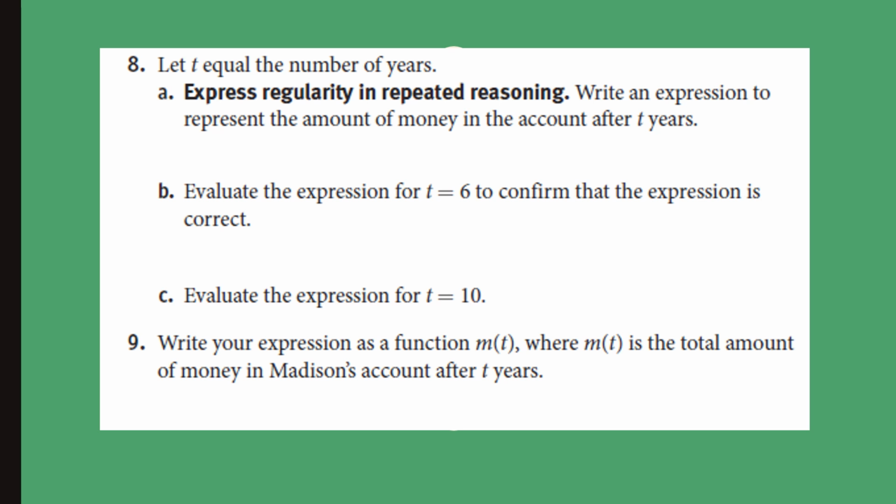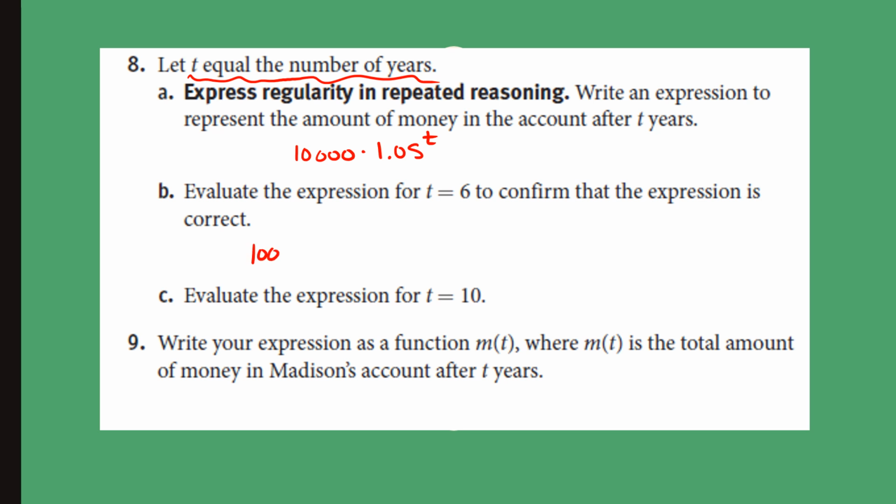Let's see, we're supposed to let t equal the number of years now, so we're going to use some variables. Express regularity, and we're going to write an expression to represent the amount of money in the account after t years. So it would be 10,000 for our initial amount times 1.05 to the power of t. T would be the number of years. And now we're going to evaluate that for t equals 6 to make sure we're right.